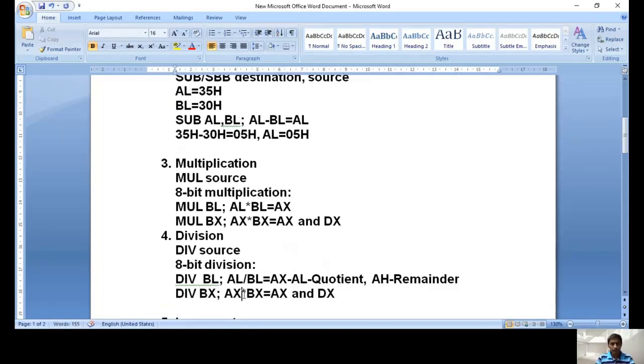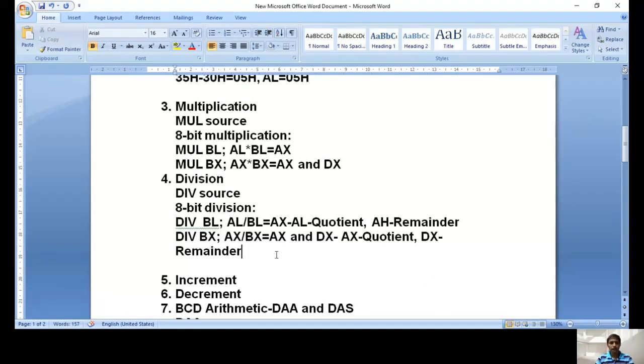So in this particular case, AX is divided by BX and the result is stored in AX and DX. Here the AX register contains the quotient part of the result and the DX register contains the remainder part of the result. So in division we have two results, the quotient and the remainder. Here also, the DX register will take the remainder part of the result only after initialization.